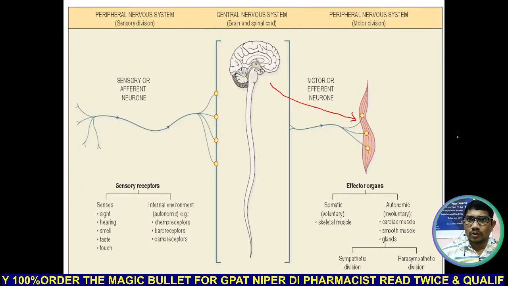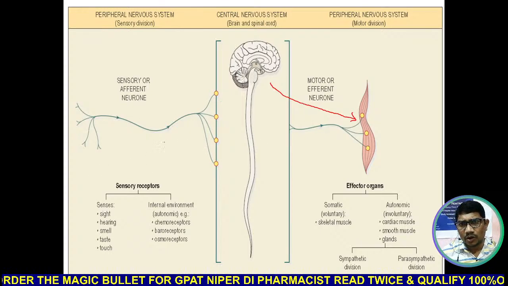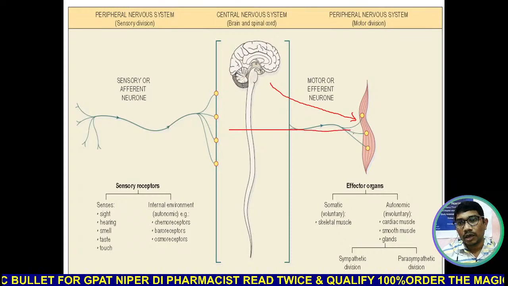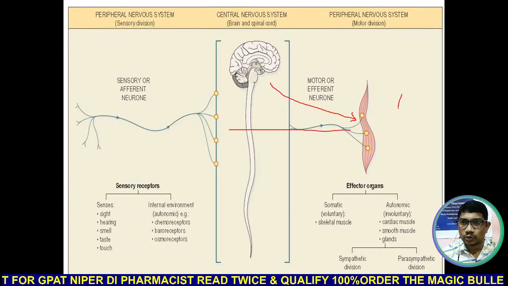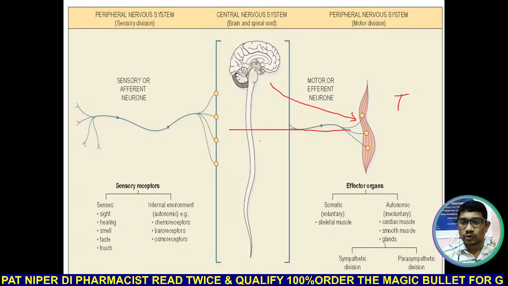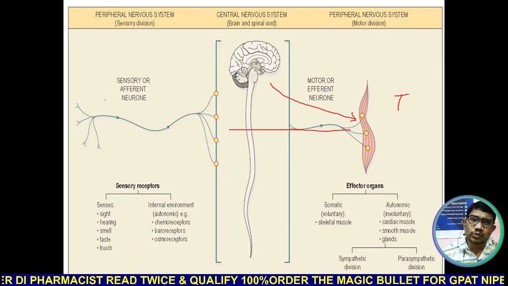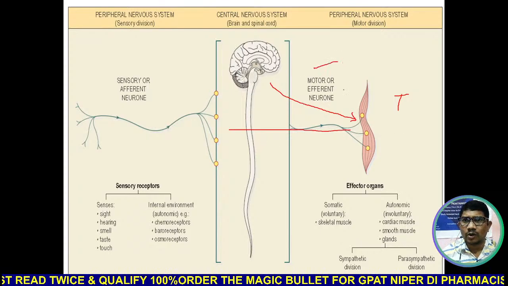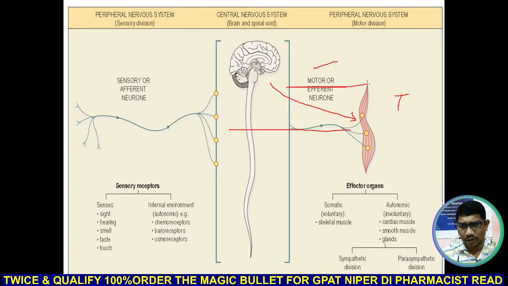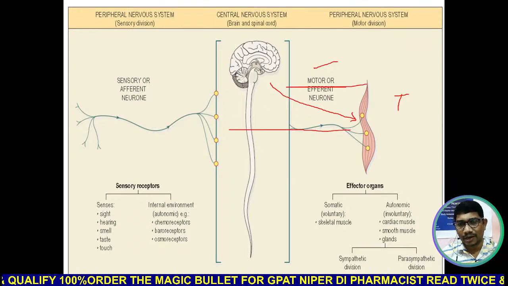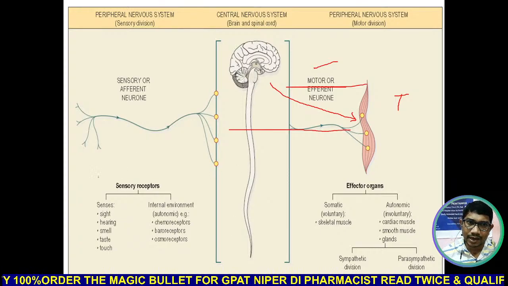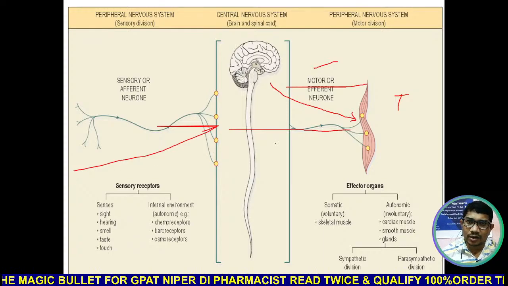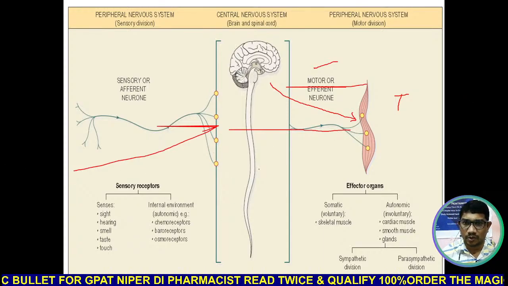So the neurons or the nerves which carry information from the brain to the effector tissue, effector tissue or effector organ, are known as motor neurons or efferent neurons. Because this is passing information down, whereas the other takes information up, towards the brain. So afferent nerve, efferent nerve, and afferent neuron, efferent neuron, right?